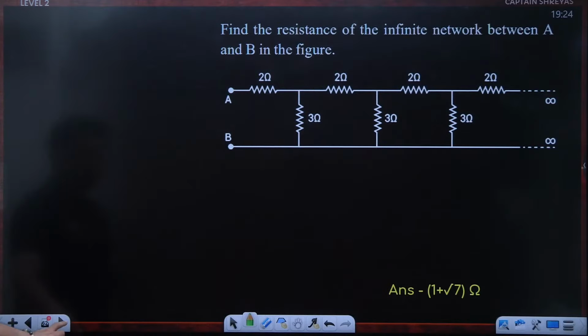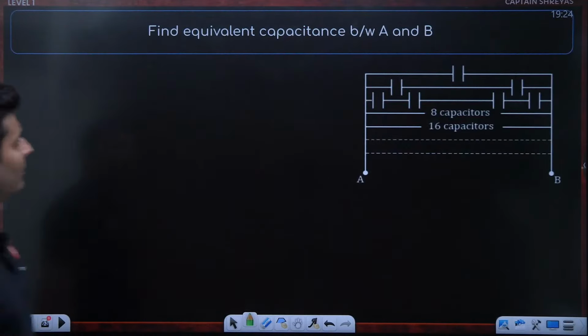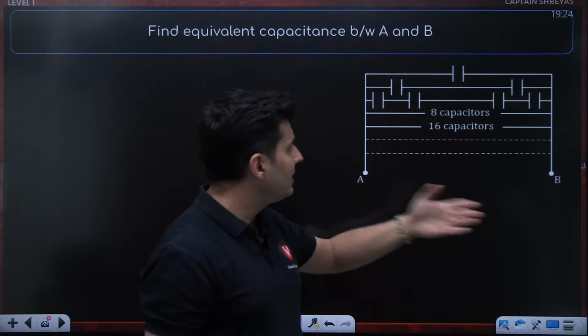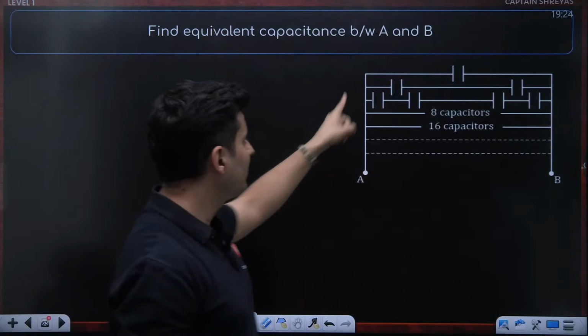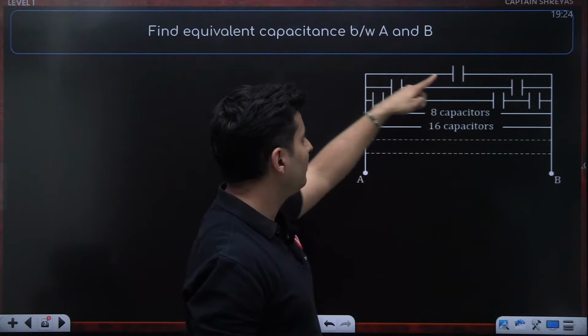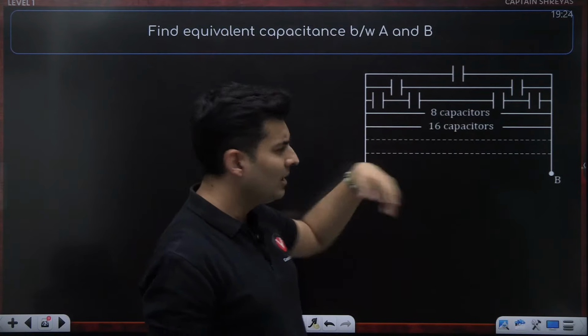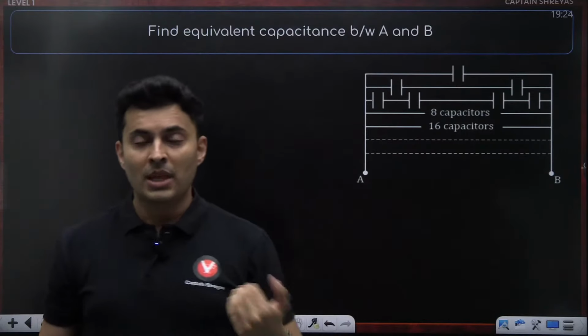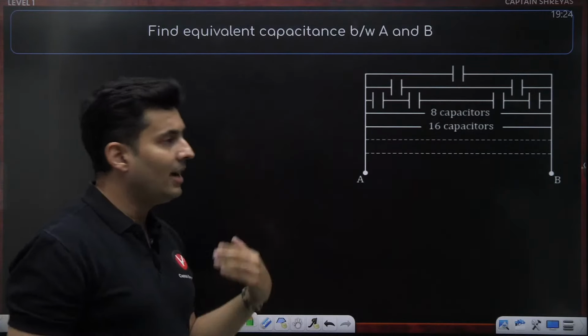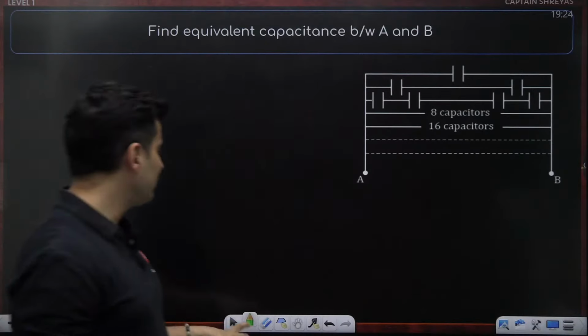Okay. Next type of question. Find the equivalent capacitance. You can see there are again infinite number of capacitors. There are many branches in this. First has one capacitor, then it has two, then it has four, then 8, then 16. It's basically powers of 2. And each one will have different number of capacitors in it.